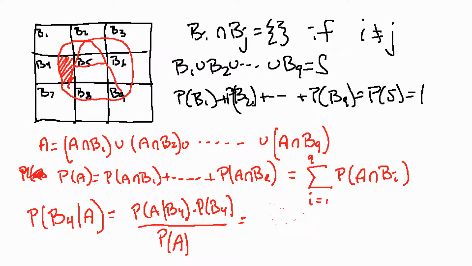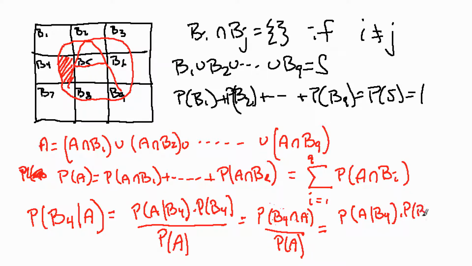All right, I think I'm ready to start again. So the probability of B4 given A is equal to the probability of B4 intersection A, divided by the probability of A. Okay? Well, the probability of B4 intersection A is this. Go back to our original definition of conditional probability, and you'll see that these two numerators are equal. But now, this is equal to the probability of A given B4 times the probability of B4.